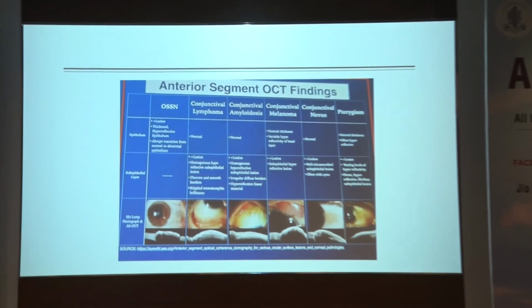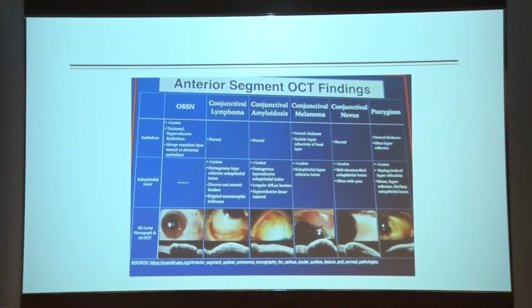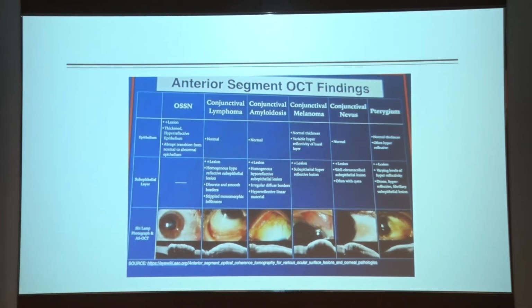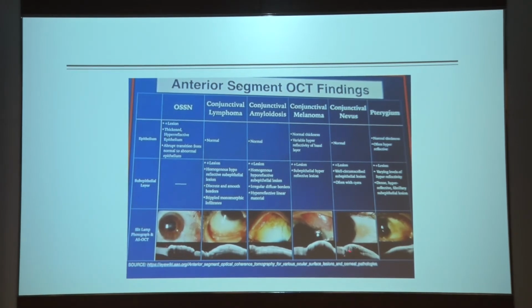In anterior segment OCT, you should also be able to differentiate it from other conditions like conjunctival lymphoma, conjunctival amyloidosis, and conjunctival melanoma, which are all subepithelial. Whereas in conjunctival nevus, you'll have lots of cystic spaces here. There's an image from AO, you can refer to that.